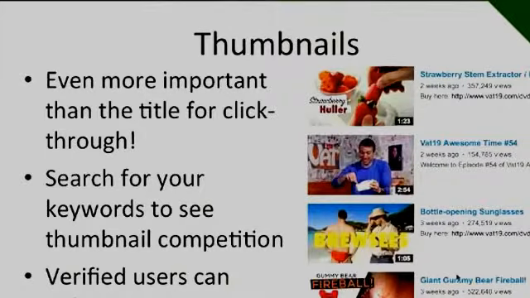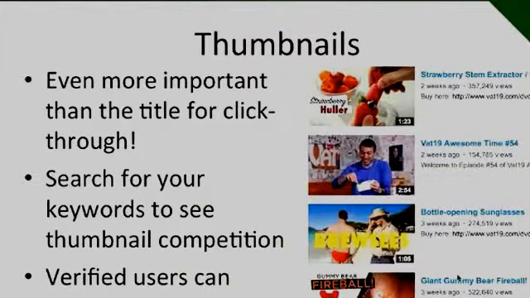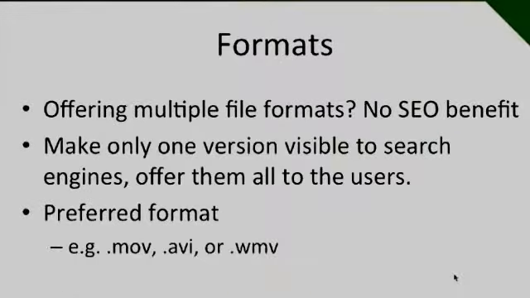You can upload your own custom thumbnail. You just have to have a verified YouTube account. So you just specify a mobile phone number, YouTube will send you a text message with the verification code, and then you type that code into the YouTube site. Boom! Now you're a verified user, and you can upload custom thumbnails.